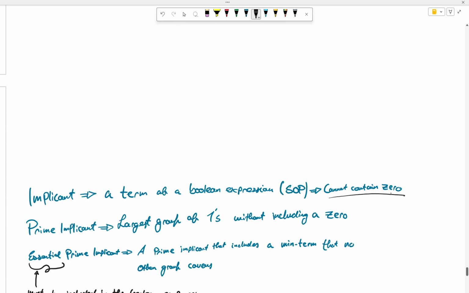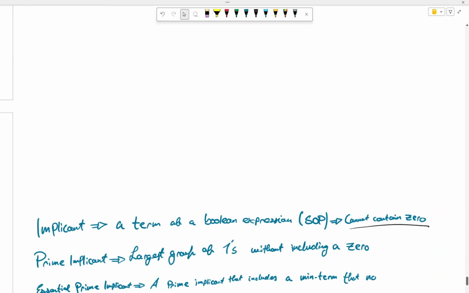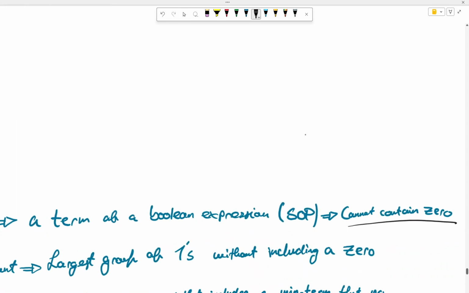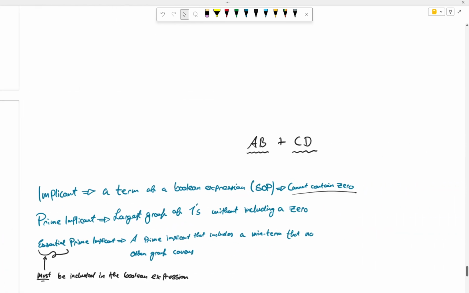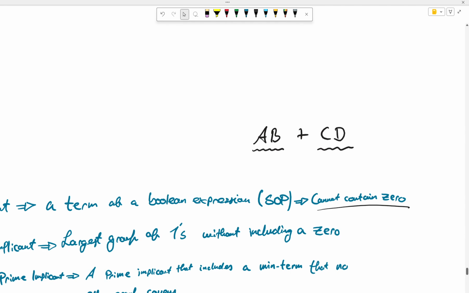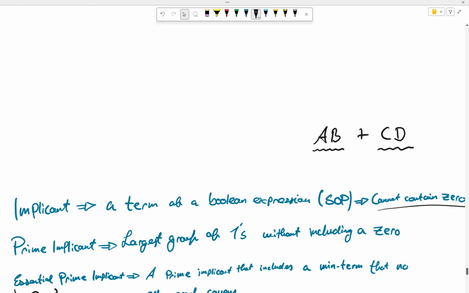which cannot contain a zero. So when you have your Boolean expression, a term of the Boolean expression could be AB plus CD. This here is a term, and this is also a term. So anything that has a possibility to appear in a Boolean expression is considered an implicant, and it cannot contain a zero in that group.